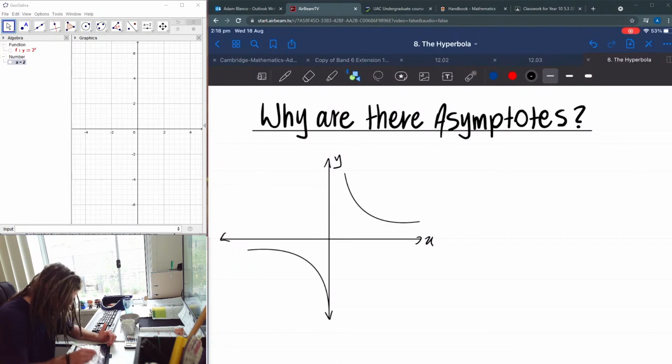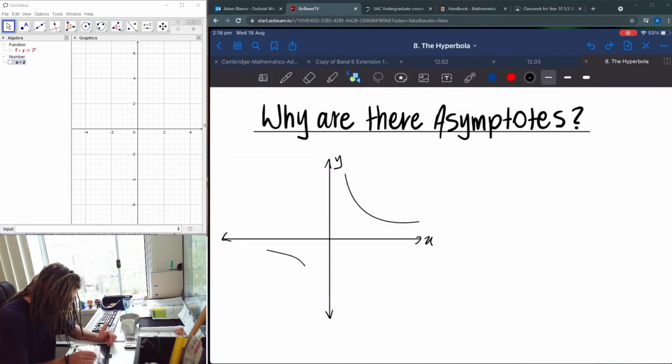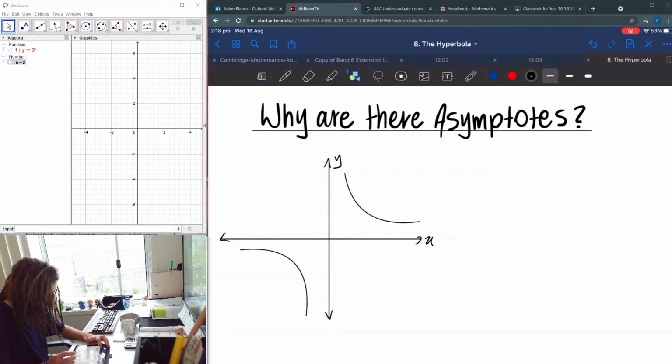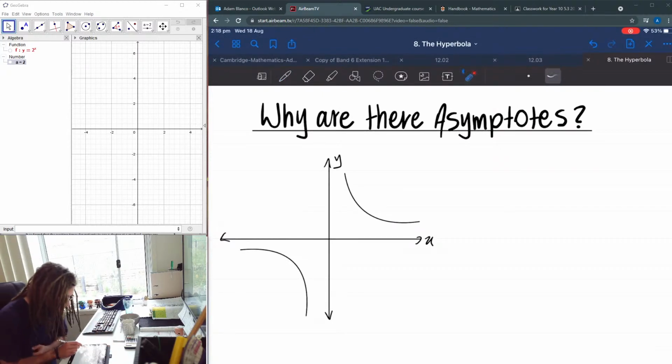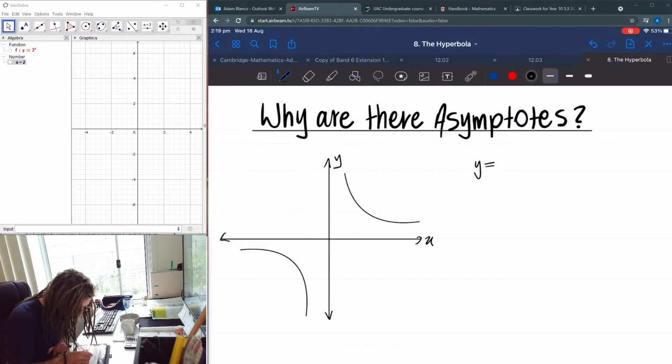Let's suppose that's my hyperbola. Why can't my graph touch this? Why can't I do that? Okay, let's identify why. And it comes down to, let's just go 1 on x.